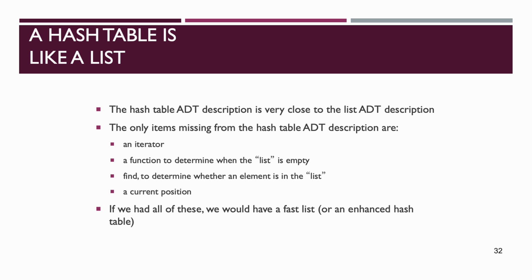So the hash table ADT description is very close to the list ADT description. The only items missing from the hash table ADT description are an iterator, a function to determine when the list is empty, then find to determine whether an element is in the list, and a current position. If we had all of these, we would have a fast list or an enhanced hash table.